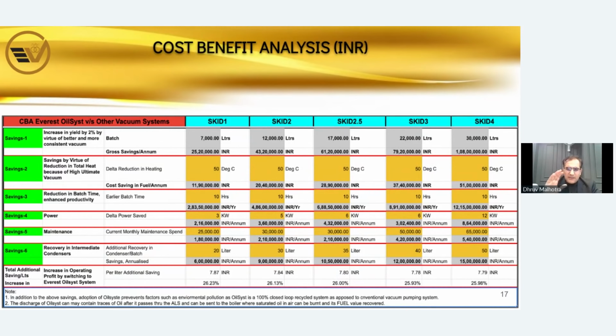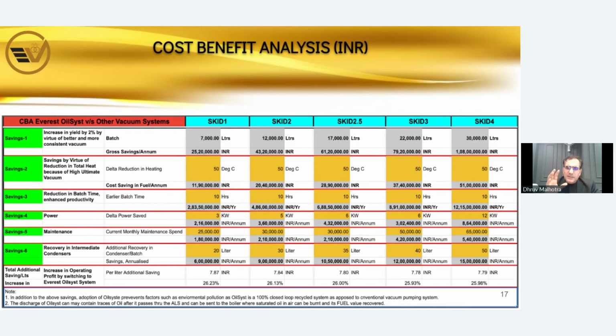So when we were doing this experiment at one of our customer sites, we categorized the savings. He was earlier using a conventional technology, which was also roots with a reciprocating piston pump. But we shifted him from that technology to our oil system. He was not using Everest roots; he was using roots from some other company, and a reciprocating piston pump also from some other company.